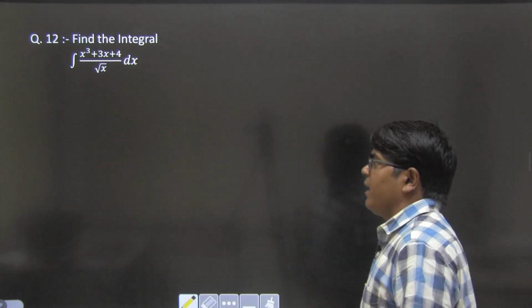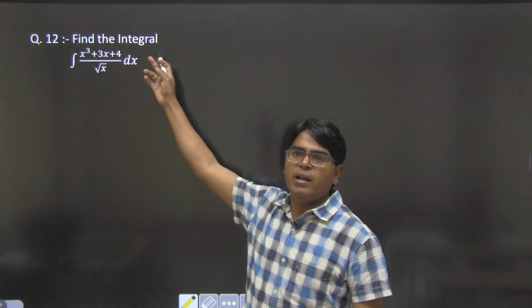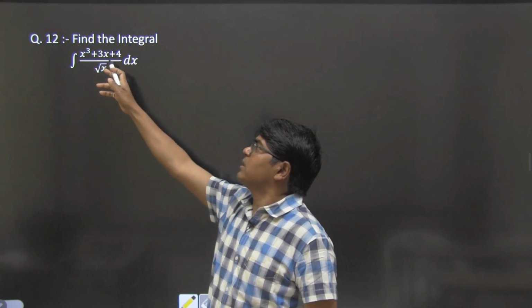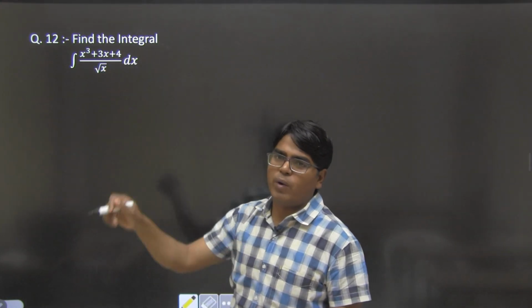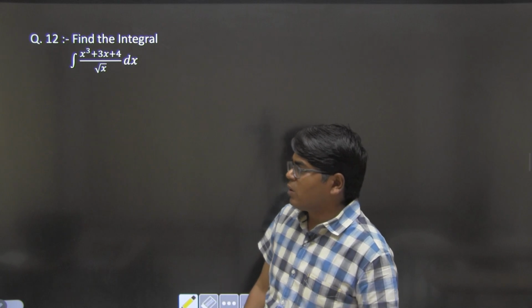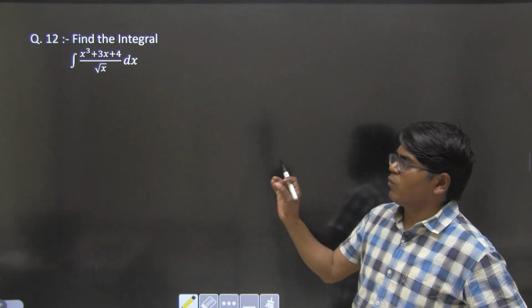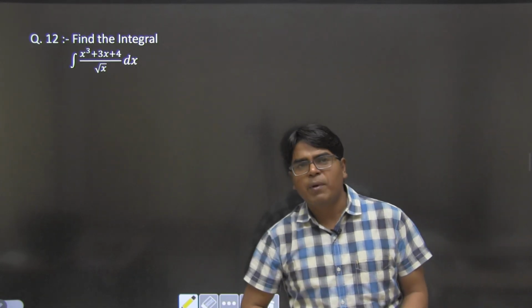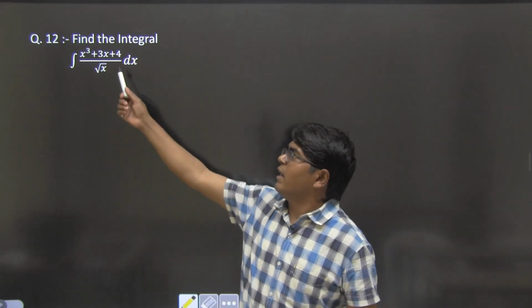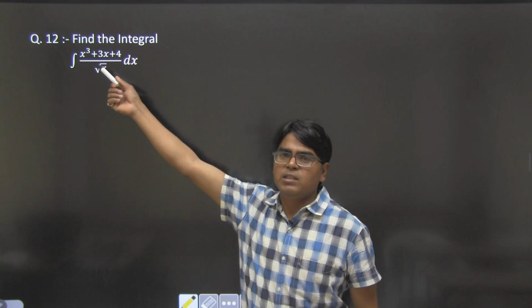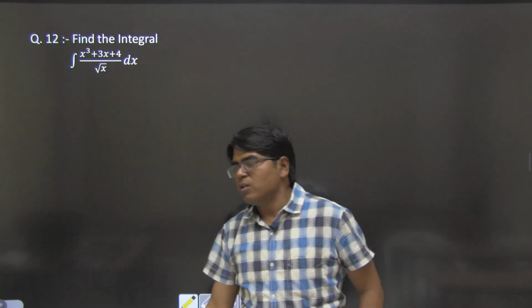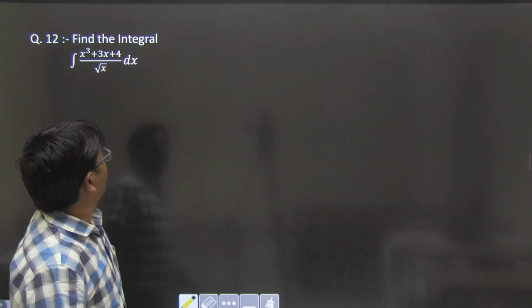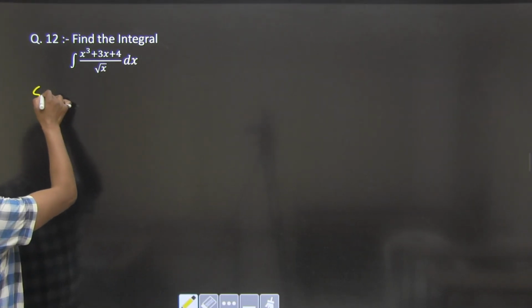Now, this question says find the integral of (x cube plus 3x plus 4) upon under root x. In this question, first we have to simplify it. How to simplify it? Just divide the denominator on each term of the numerator. So, what we can do?